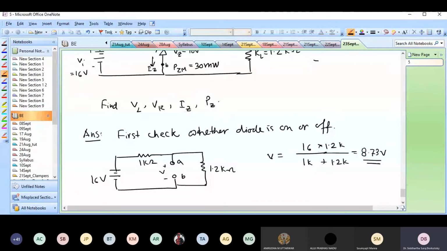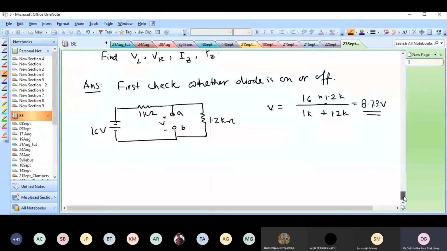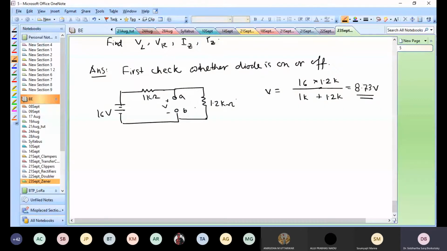This is just straightforward application of KVL. Or you can think of it as the total current flowing through this circuit, after I remove the Zener diode, which is 16 volts divided by the sum of the resistances. That current times this 1.2 kilo ohm load gives the voltage across this resistor. That voltage is the same as the voltage across A and B, because I have removed the Zener diode and nothing else is happening. So of course, we are looking at the same voltage as the voltage across the load.